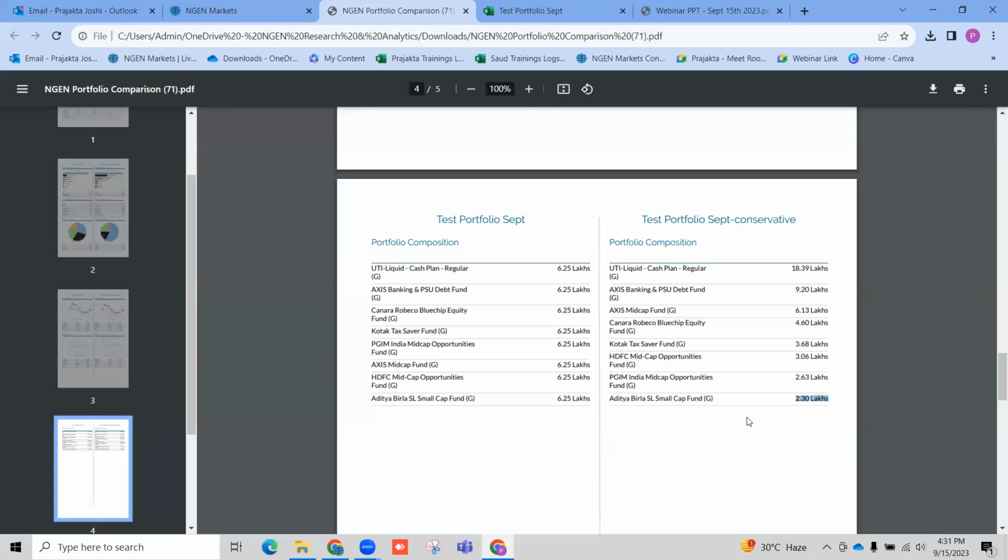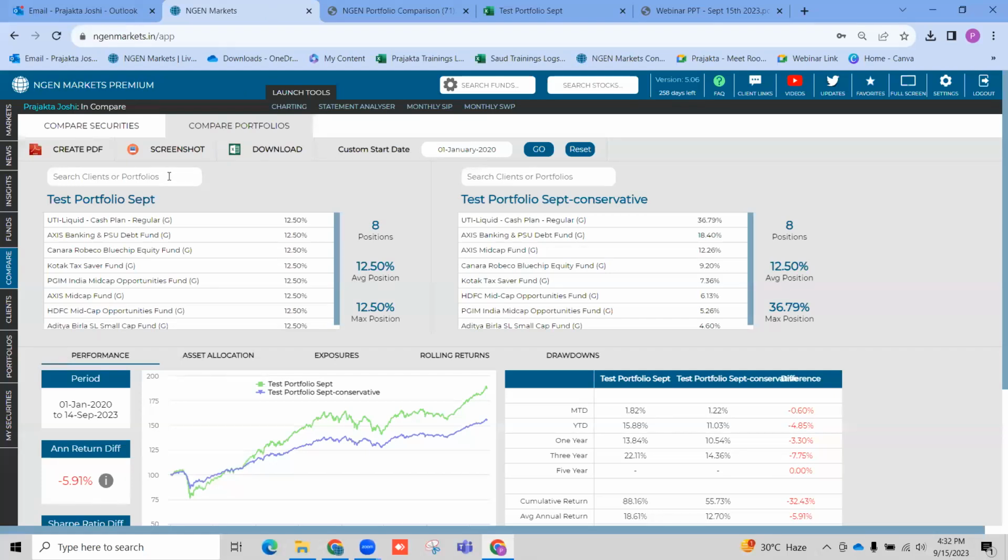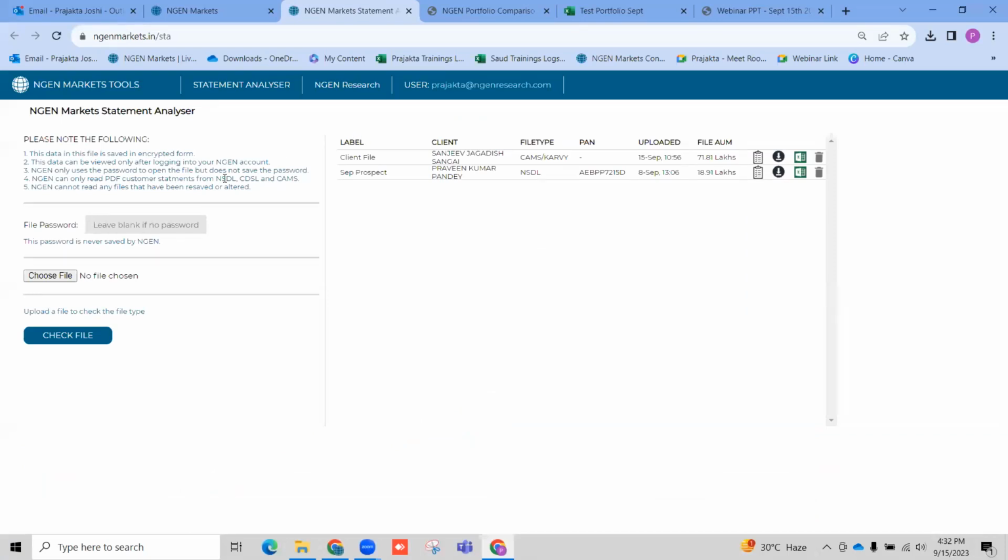Now here in this case, what we've done is we actually optimized our existing portfolio and compared it with an optimized portfolio. But you can actually build, let's say, a prospective client's portfolio. Let's say that client is not investing through you, through your ARN, but you can still onboard his portfolio using our statement analyzer option. Okay, you can use the statement analyzer option to onboard the client portfolio from his ECAS statement, right? So NSDL, CDSL, and CAMS ECAS files we capture using this statement analyzer. You can onboard the client's portfolio.